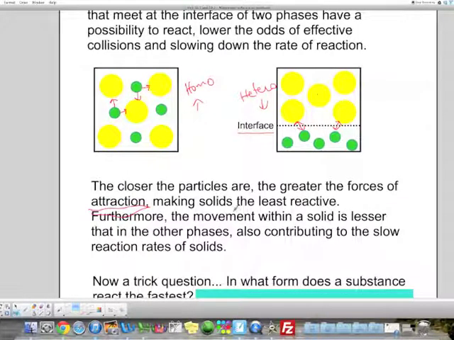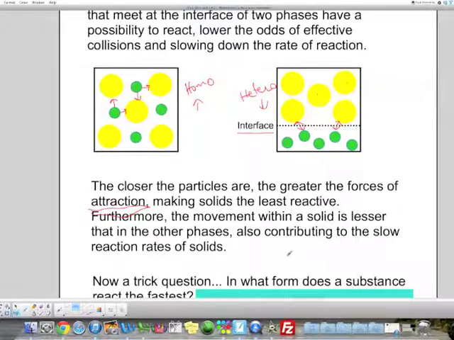As opposed to gases, again, they're further apart. They have more energy. They already broke those interactions. They turned into a gas a while ago. So because they have more energy and they're not linked together through attractions, it makes it easier for them to react.